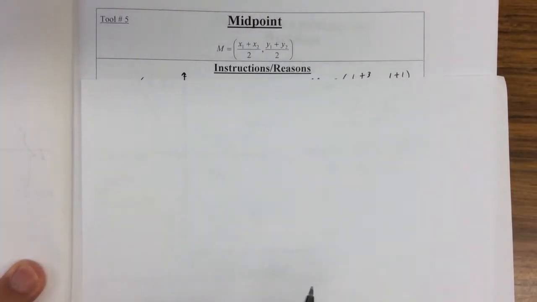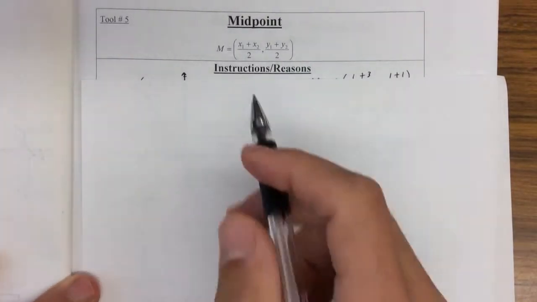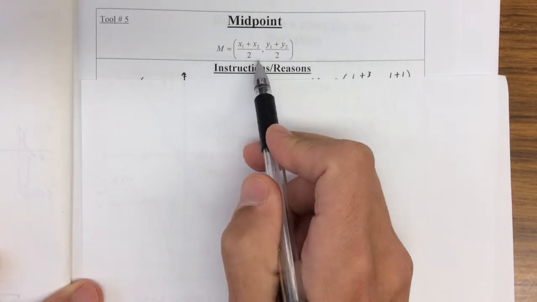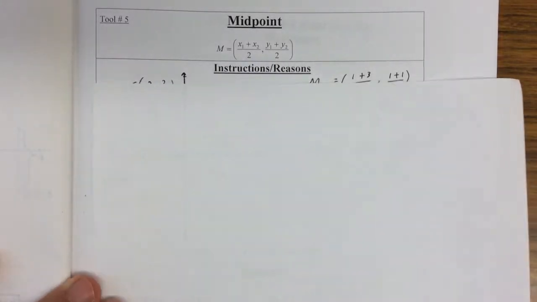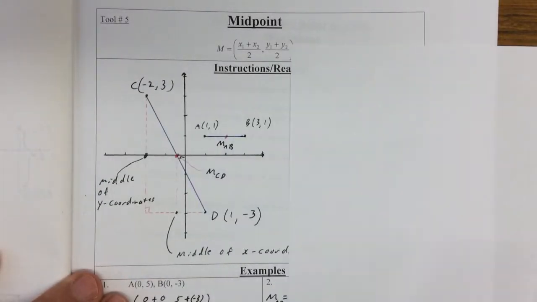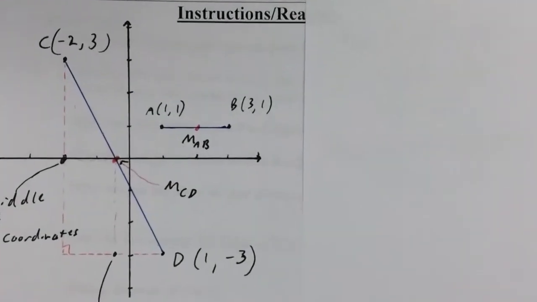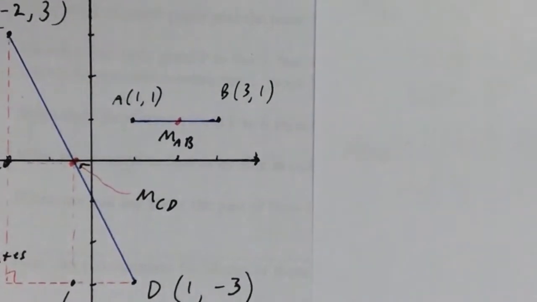All right, so we're going to look at the midpoint formula now. Okay, so the midpoint formula is written like this. We're going to take a look at how this might work. So the first points we're going to look at are the points A and B that I've plotted here.